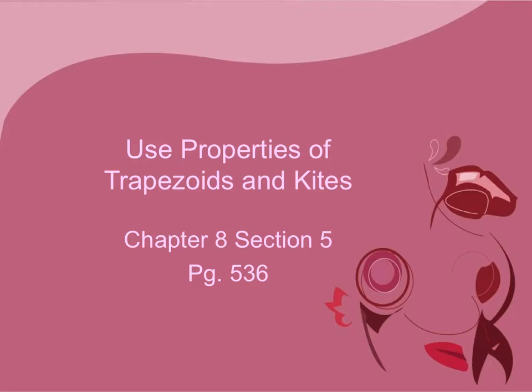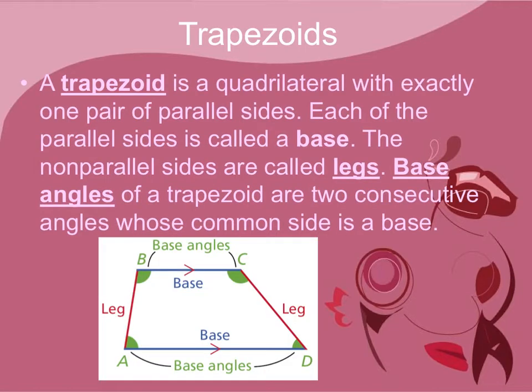So chapter 8, section 5 is using properties of trapezoids and kites. So we're going to talk about trapezoids and kites. Trapezoids and kites are both quadrilaterals. They're four-sided figures, but they are not parallelograms. So these two things that we're talking about today are not parallelograms, but they are quadrilaterals. They have four sides, but they're not going to look like our normal two sets of parallel opposite sides.